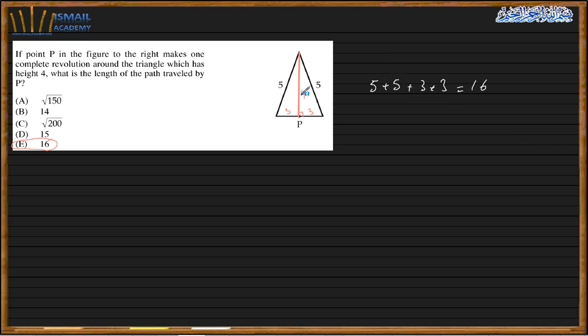I didn't add 4 because 4 is the height, not part of the path. P makes one complete revolution, which means going through the triangle.